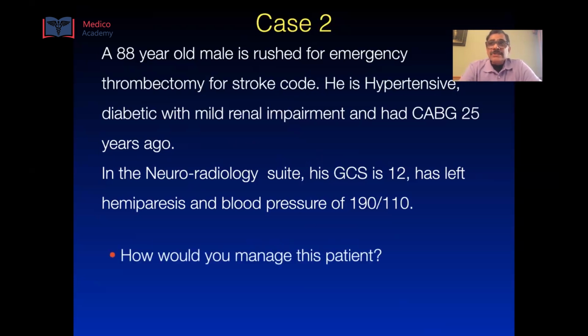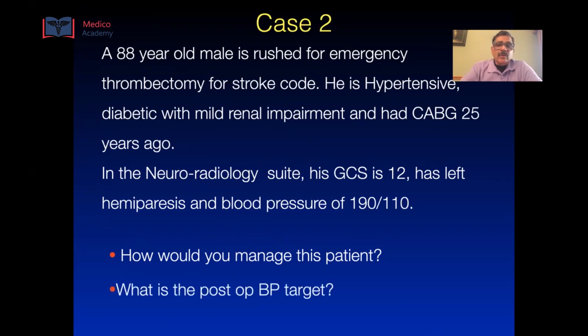This is an urgent situation and we cannot postpone this. And in fact, sometimes you do not have time to take a full history or do a full detailed examination of the patient. So how are we going to manage this patient? And what are our postoperative blood pressure targets in this patient?